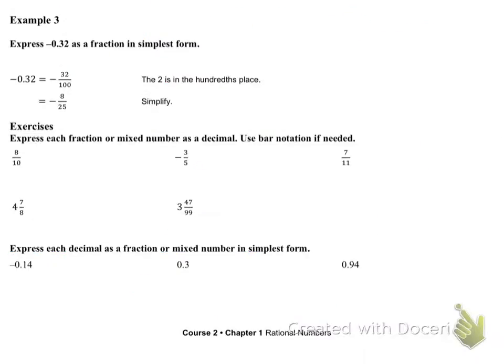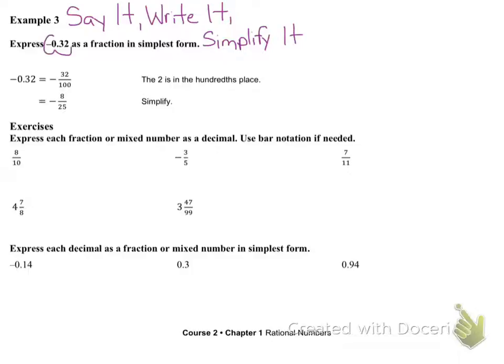Alright, so now let's go in the opposite direction. Let's take a decimal and write it as a fraction. So when you go that direction, I have a little trick I like to remember. Say it, write it, simplify it. Say it, write it, simplify it. So if you're looking at a decimal value and you want to write it as a fraction, the first thing you're going to do is you're going to say it.